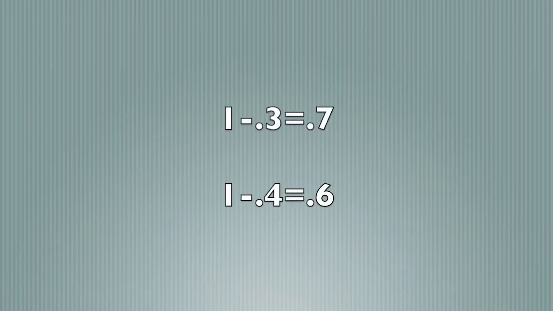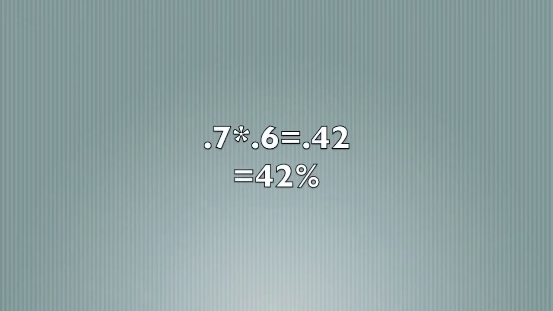To find the probability that it doesn't rain on either day, we subtract 0.3 from 1 and we subtract 0.4 from 1. This gives us the probability that it doesn't rain on either given day. We end up with 0.7 and 0.6. Now we use the independent events formula again, only with the inverse of these probabilities. 0.7 times 0.6 is 0.42, so your answer is 0.42 or 42%.